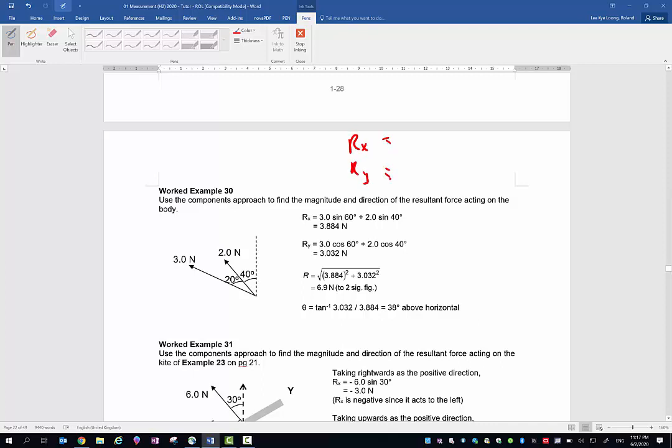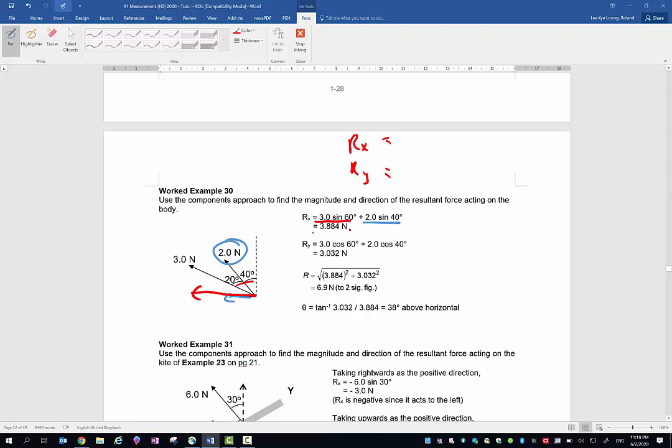So Rx is what? Step by step, the horizontal component of this one is 2. I want the horizontal component. Since it's away from the angle, it's 2 sine 40. And the horizontal component of 3 is away from the angle, which is 60 degrees, so it's 3 sine 60. So you add them together, Rx will be 3.884.